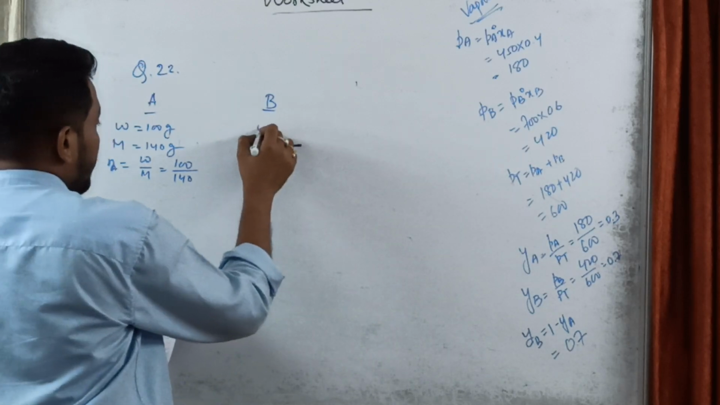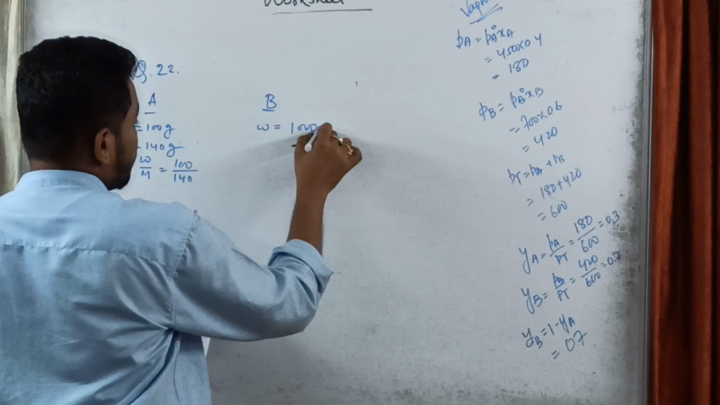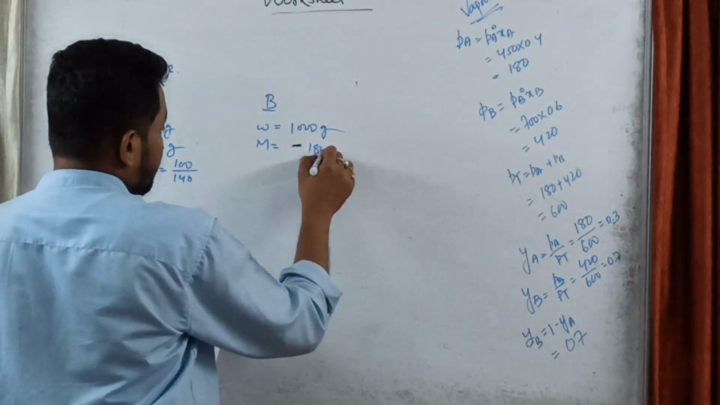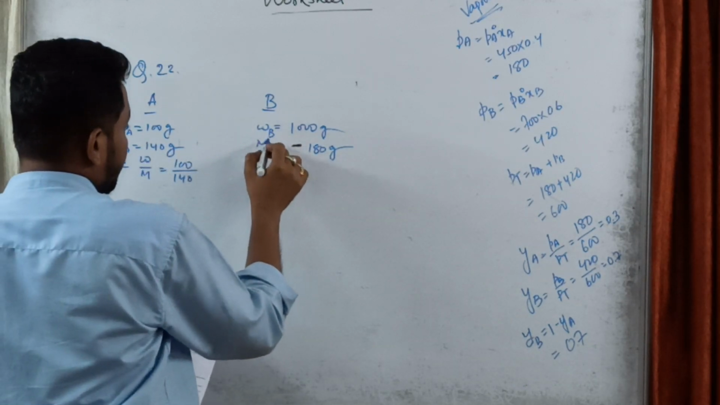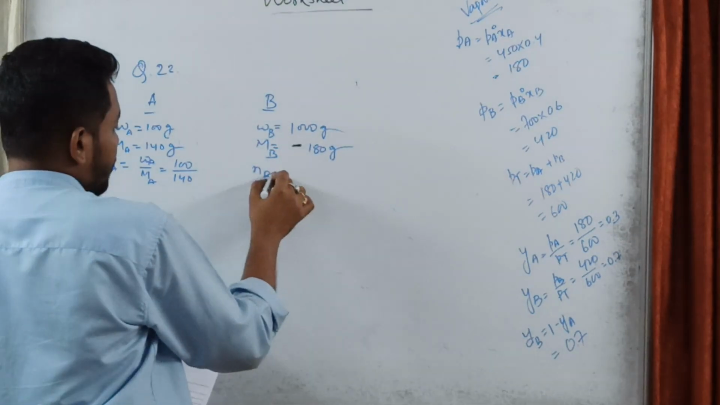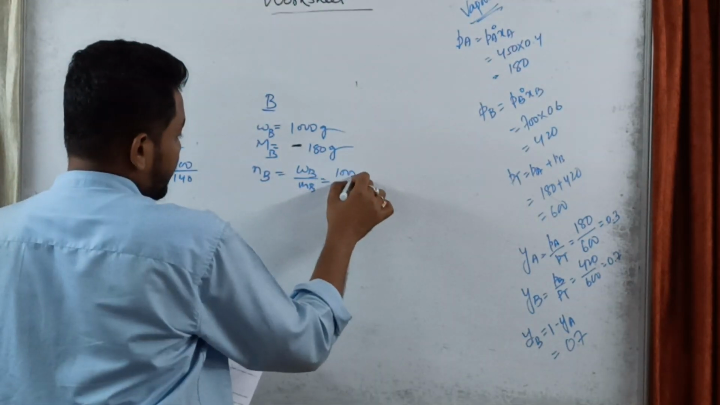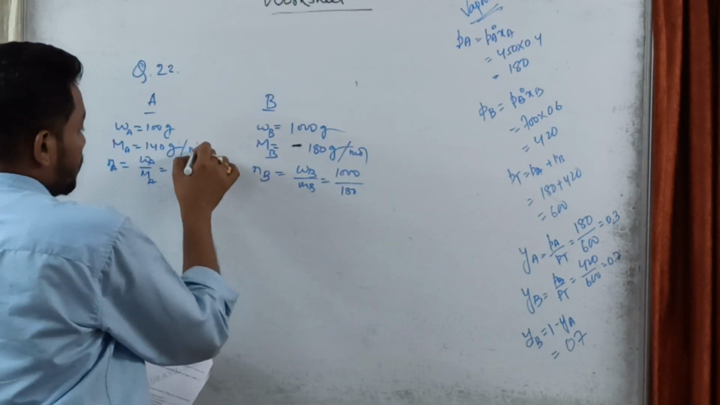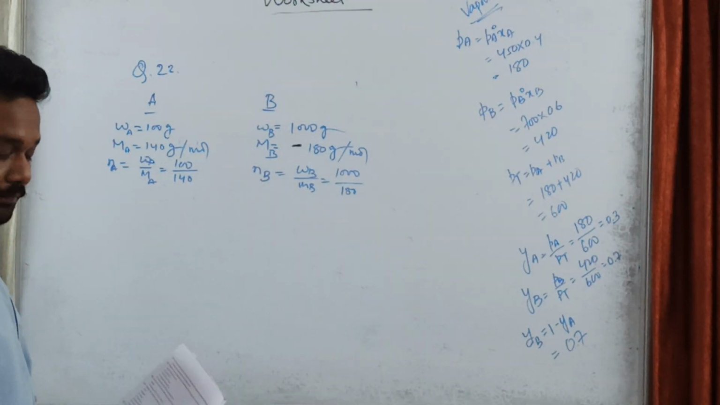Similarly, in case of B, the weight is given as 1000 gram, but the mass is given here as 180 gram. So this is WA, MA and this is WB, MB. So here you can calculate nB, that is WB by MB, 1000 by 18. This should be gram per mole. So nA and nB you can easily calculate over here.